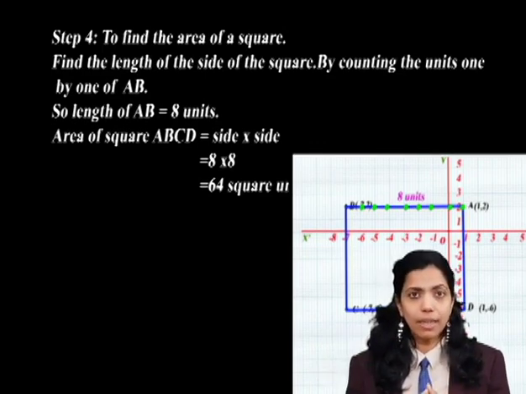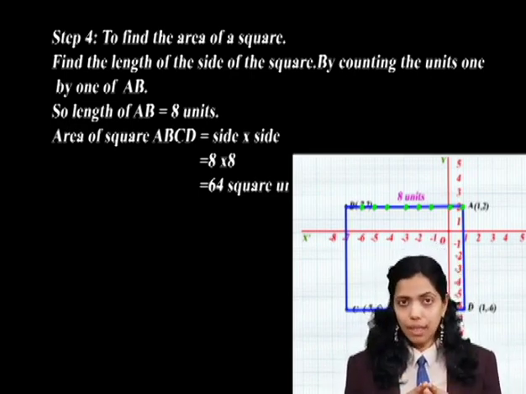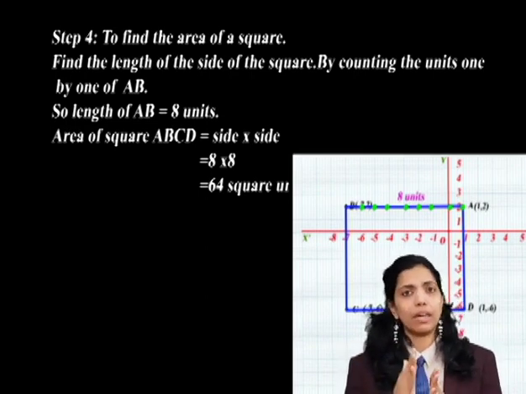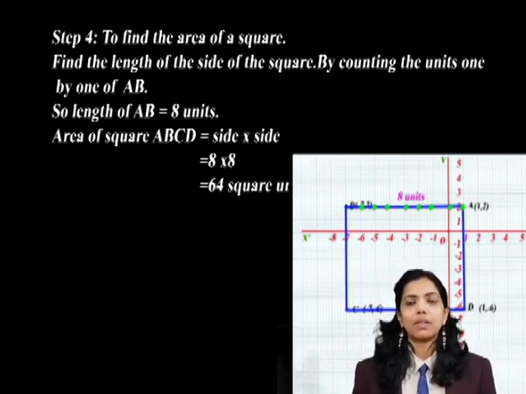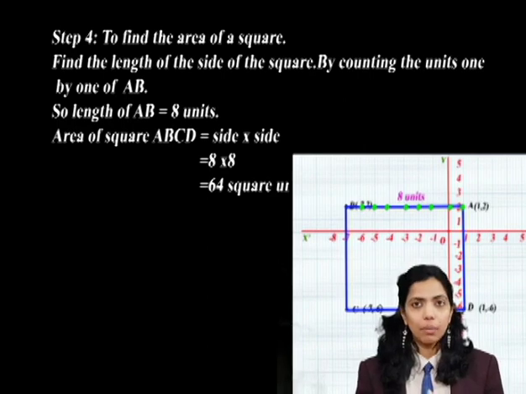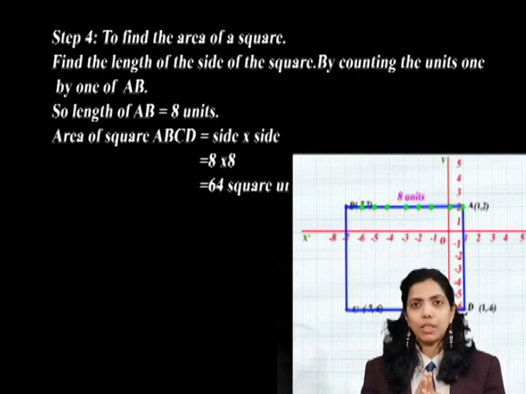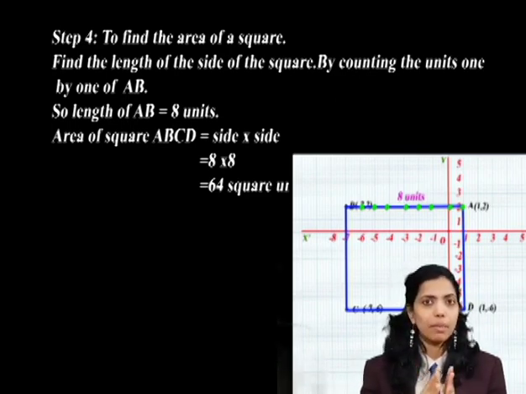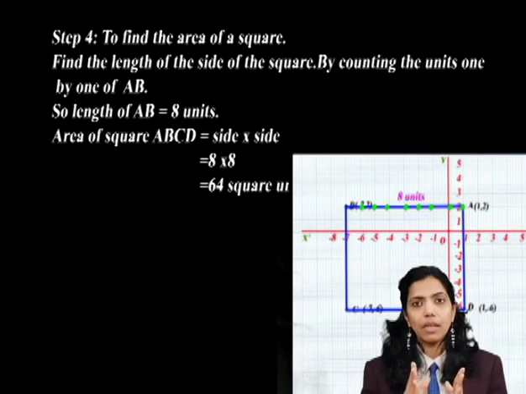Check the side AB. Since it is a square, all the sides are equal. Check the side AB. How many units are there? We can count one by one. We can have the length of AB as 1 unit on the positive direction, and -7 is 7 units in the negative direction of the x-axis. So if you concentrate on the side AB, the 1 and the 7 units altogether make 8 units as the side of the square.